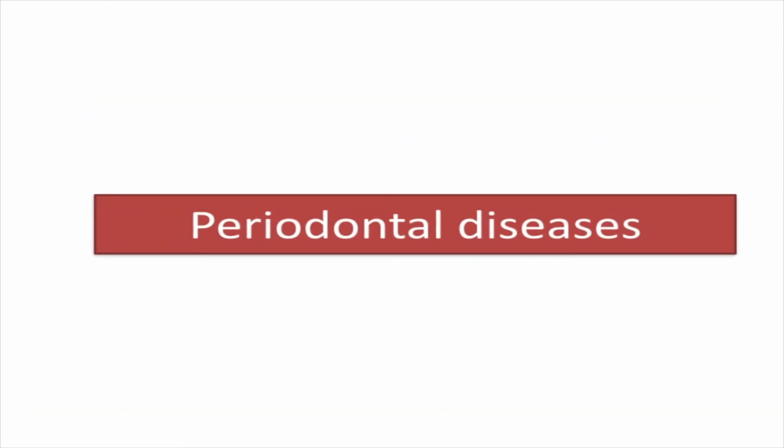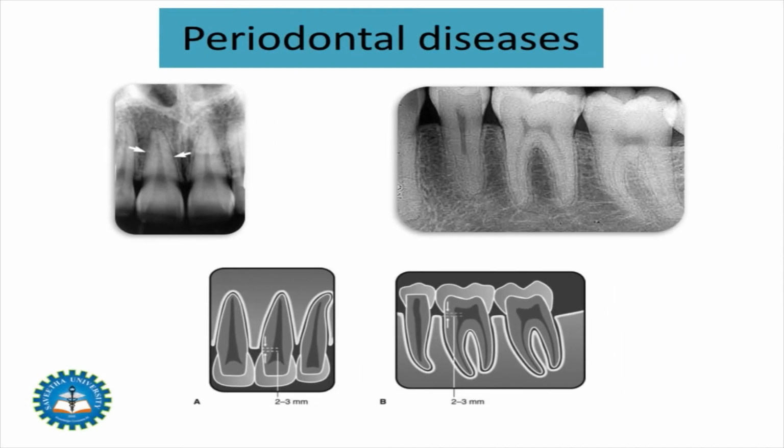Disorders involving the structures surrounding the tooth, namely the gingiva, alveolar bone, and cementum, are called periodontal diseases. The prominent radiographic changes of periodontal diseases are widening of the periodontal ligament space, loss of lamina dura, and crestal or interdental bone loss. Here is a picture which depicts a normal appearance of the periodontal ligament, lamina dura, and normal level of interdental bone. This is a radiograph of upper anterior and lower molar teeth.